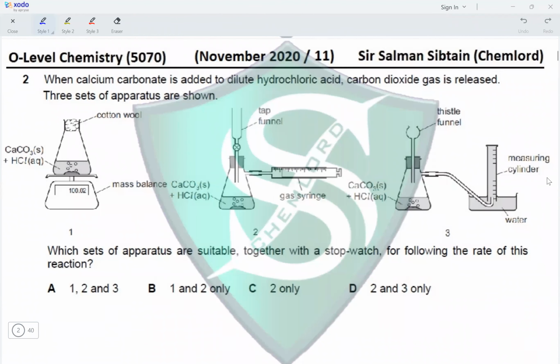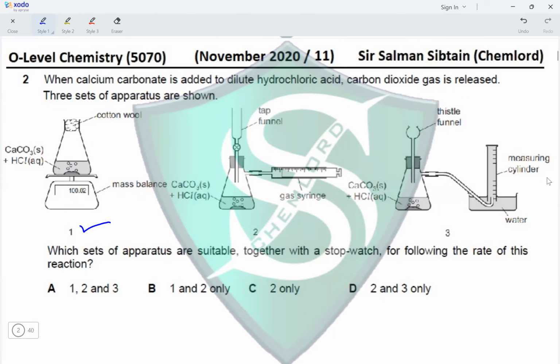Question 2. When calcium carbonate is added to dilute hydrochloric acid, carbon dioxide gas is released. Three sets of apparatus are shown. Which set of apparatus are suitable together with a stopwatch for following the rate of reaction? Okay. So apparatus in one can be used to measure the time it takes for the mass to decrease, because we are measuring the mass. So we are going to measure the mass of CO2 lost. So experimental setup 1 can be used.